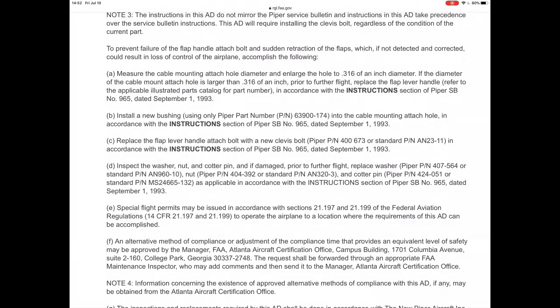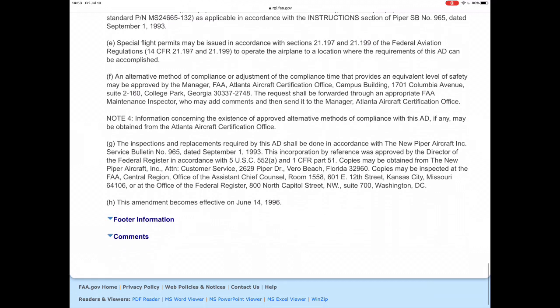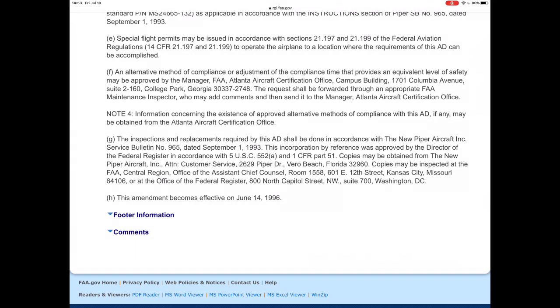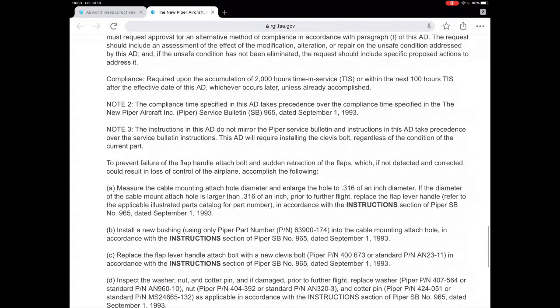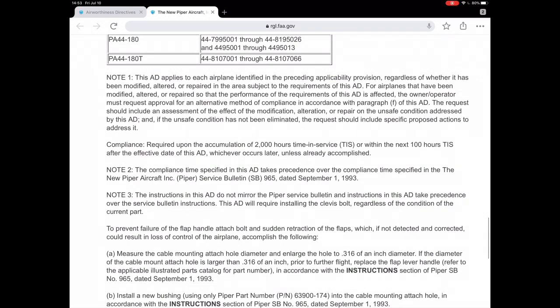Now, the caveat to this is it's not always particularly successful with the FAA and requires a lot of work. In most cases, it is just easier to comply with the Airworthiness Directive as written. Further down, we get a little more information in Note 4 that tells us where more information concerning the approved alternative methods of compliance can be found. The part I want to cycle back to, though, is up here in Note 1 that tells us when this must be complied with. So Note 1 tells us the outline of the AD.